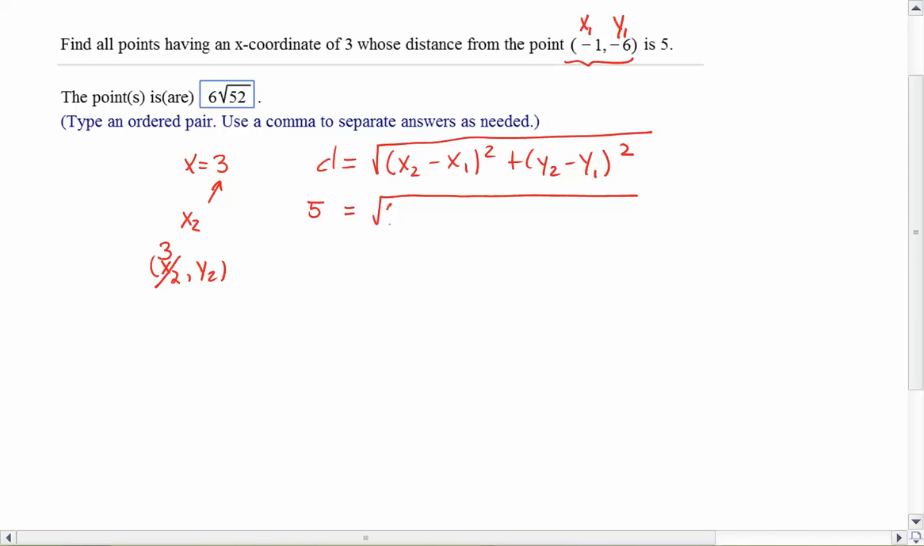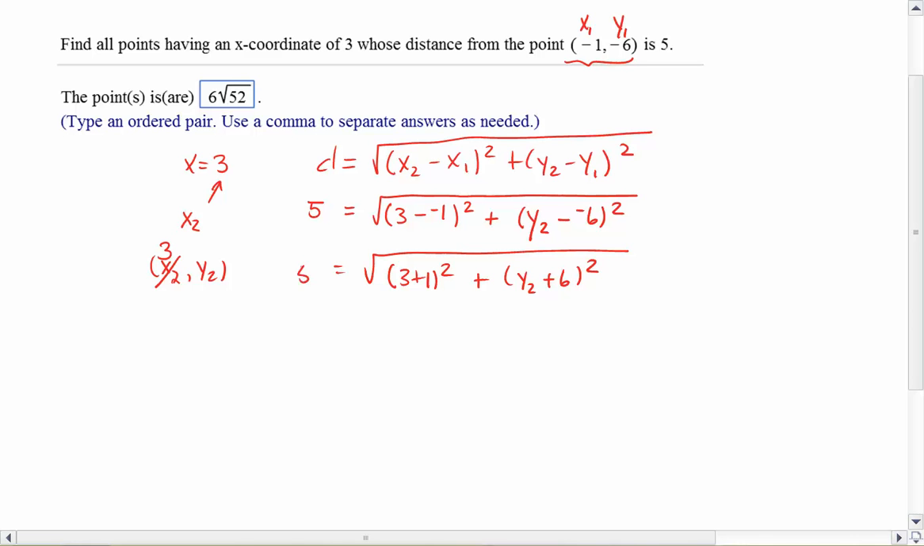So if I plug all this in, I'll have 3 minus a -1 squared plus y2, which we don't know, minus a -6 squared. Let's simplify inside the radical first. We got the square root of 3 plus 1 squared plus y2 plus 6 squared has to equal 5. To get rid of that square root, I'm going to go ahead and square both sides of this equation, and I'll have 25 is equal to, that's 4 squared, which is 16, plus (y2 plus 6) quantity squared.